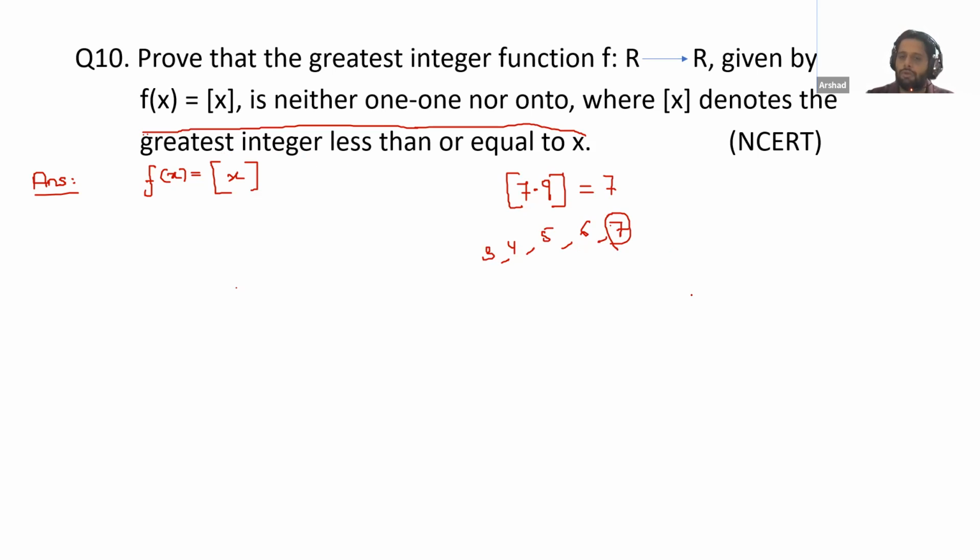I hope everyone understood this. We will take one more example. For example, 5.5. Write all the numbers which are equal to or less than 5.5. So you will get 5, 4, 3, 2, and so on. Now the greatest integer from these is 5.